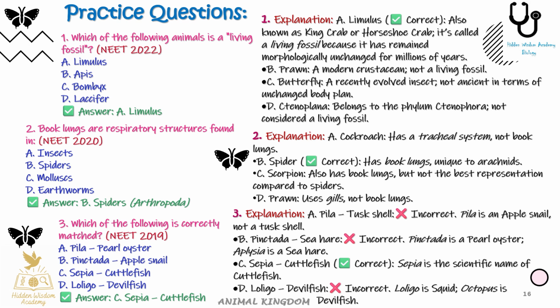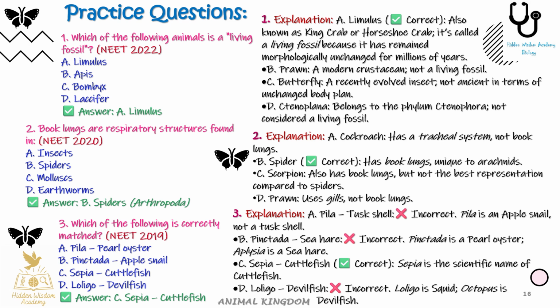Question 3. Which of the following is correctly matched? From NEET 2019. Option A, Pila, pearl oyster. Option B, Pinctada, apple snail. Option C, Sepia, cuttlefish. Option D, Loligo, devilfish.